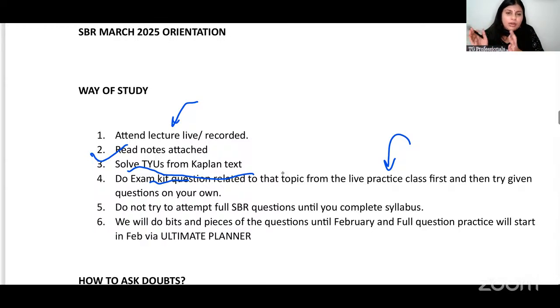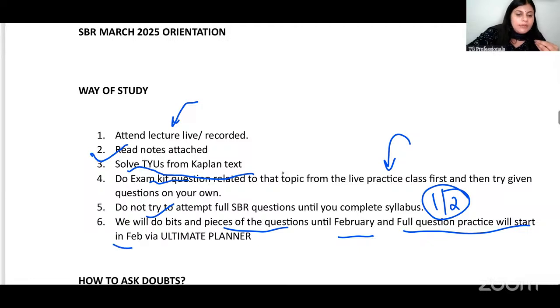While doing the concepts, you have to be very selective, because in SBR you can't pick up random questions and solve them after doing just a few concepts. That's what I've written: do not try to attempt full SBR questions until you complete the syllabus. That's why we are starting question practice after 1st of February. We will do bits and pieces of the questions until February, and full question practice will start in Feb via Ultimate Planner. I've already told you what Ultimate Planner is. That is the diamond of the SBR question debrief section, right? So this is your way of study.